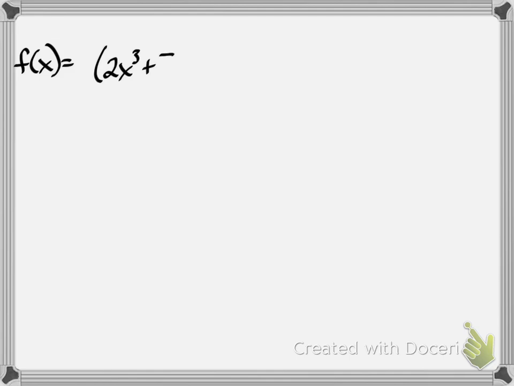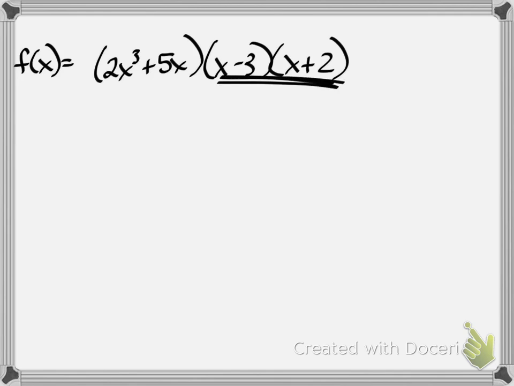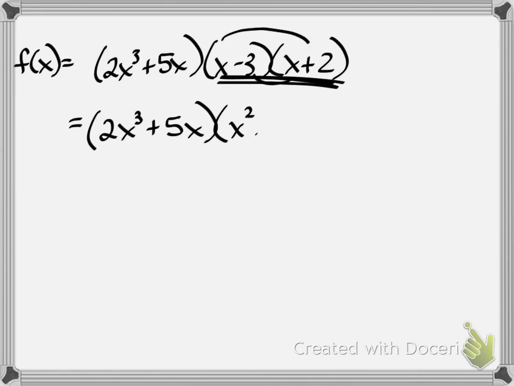2x to the third plus 5x times x minus 3x plus 2. Well, this is a product of 3 things, and product rule only works for 2. So these 2 are super easy to go ahead and multiply together. So why don't we do that? First, outer is 2x, inner is negative 3x, so negative 1x minus 6.